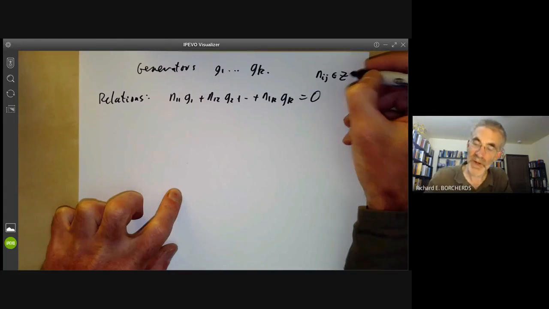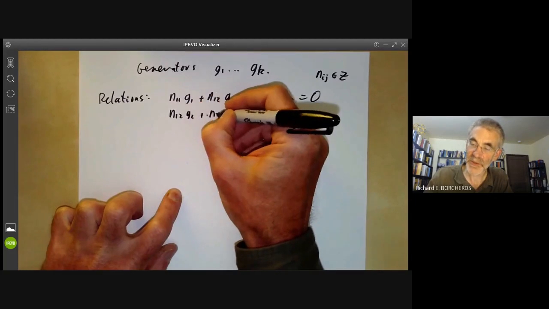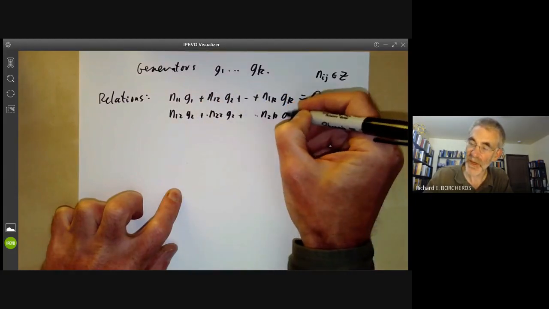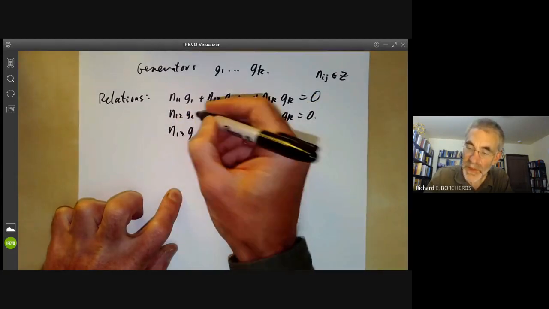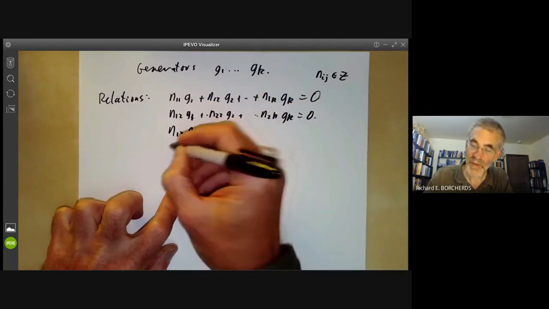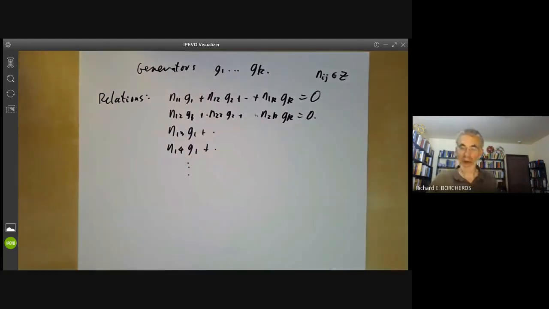And then we might have another relation, N21 G1 plus N22 G2 plus ... N2K GK equals zero. And so on. So we write down lots of relations. You can even write down an infinite number of relations if you like.